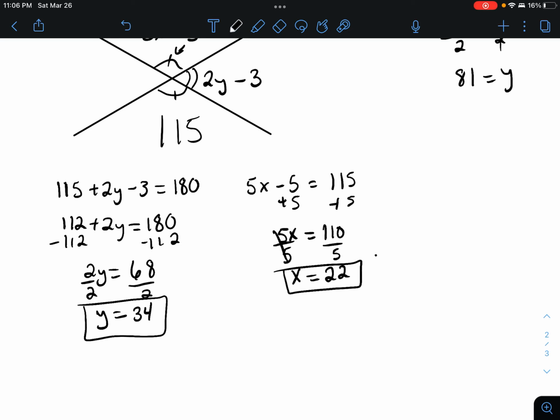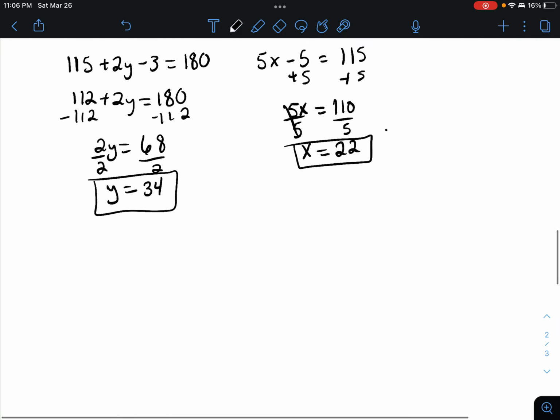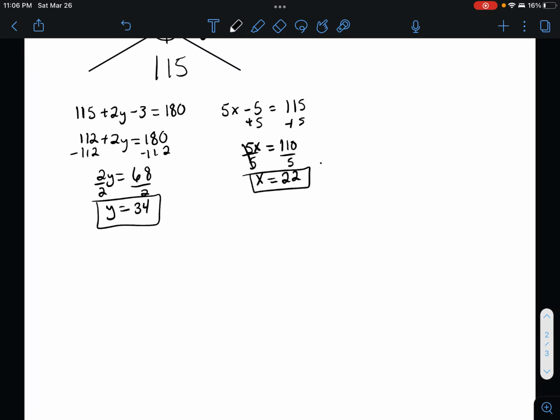These are the type of things that you'll need to be able to do on the assignment. So go ahead and, once you finish this video, log into Google Classroom and click on the assignment labeled 228 angles, and then go ahead and complete that quiz.